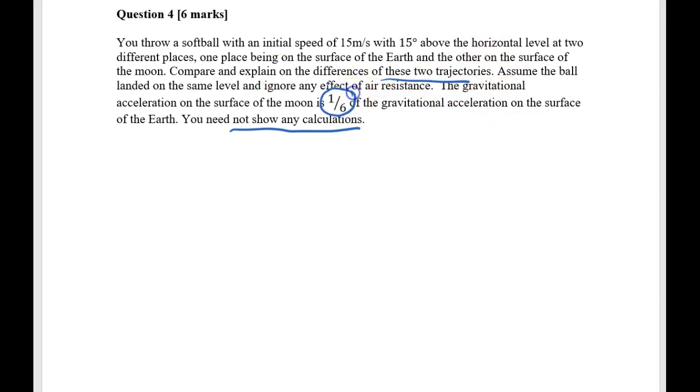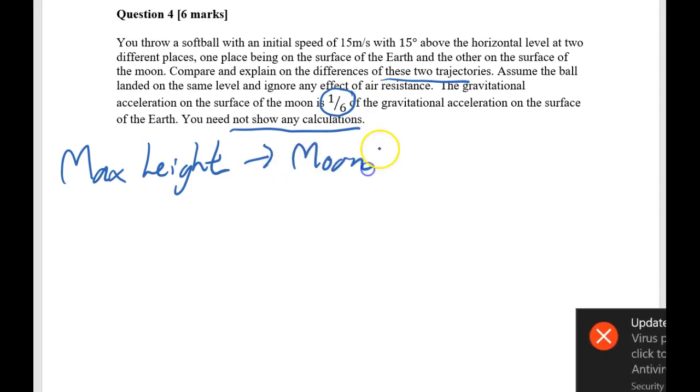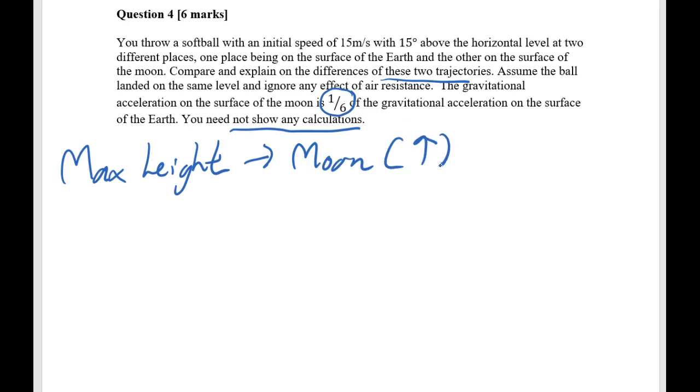Being different here would be the gravitational acceleration. So first of all, what I can compare is that the maximum height will be different for both of them. To be more precise, please do mention that on the Moon the maximum height is greater. Maximum height on the Moon is greater because the acceleration on the Moon here is lower. Please describe. 1 mark for the difference in the height, namely the Moon having greater maximum height, and another mark for the explanation because the gravitational acceleration is lower.